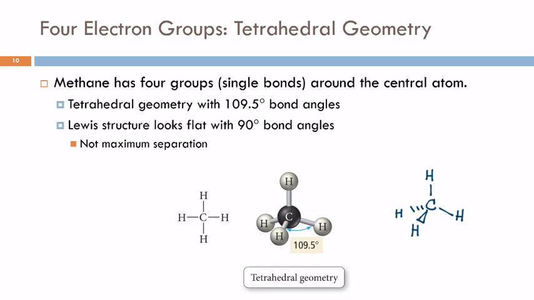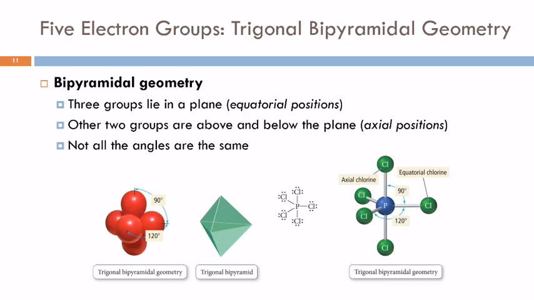Any questions? So 109.5, that's your maximum separation. The Lewis structure looks flat. That's not what it's going to be. It's not stable. Just like the balloons, when I flattened them out, I made them flat like that with 90-degree angles. They weren't stable. You disturb them at all and they pop back into the tetrahedron shape. What if we have 5 electron groups?